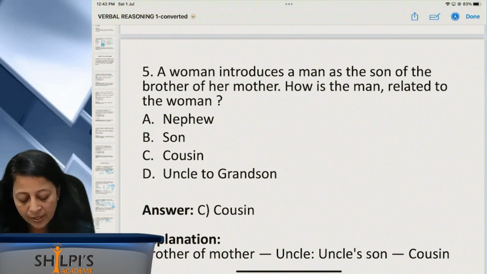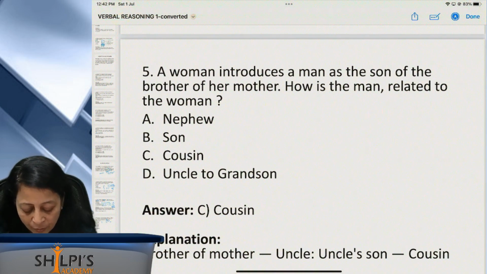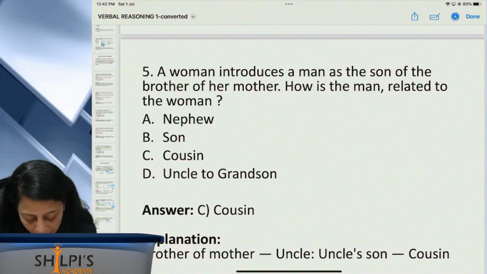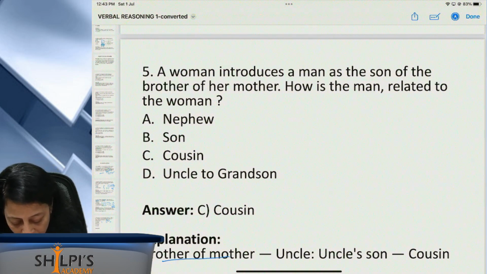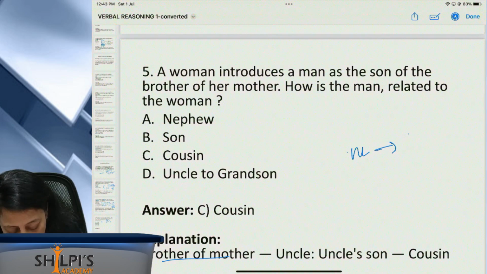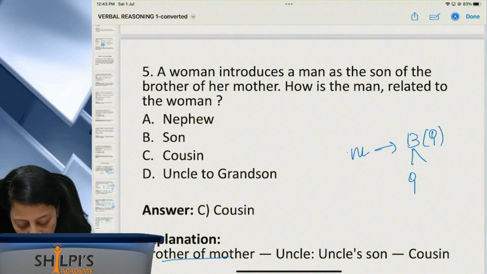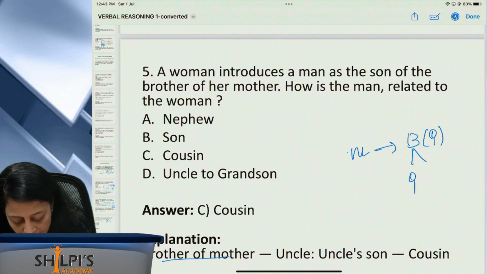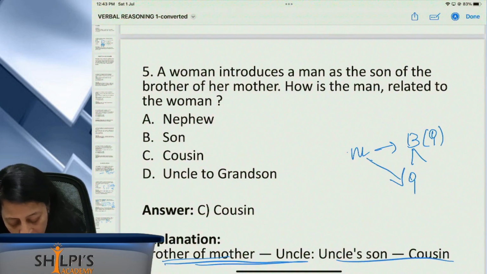A woman introduces a man as the son of the brother of her mother. How is the man related to the woman? Her mom has a brother, and the son of the brother is this boy. So it is cousin. Brother of the mother is your uncle. Uncle's son is your cousin. Okay.